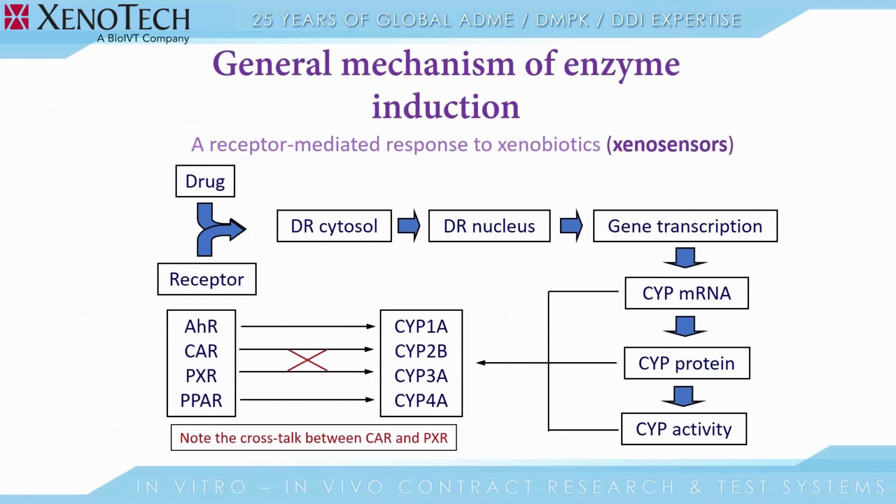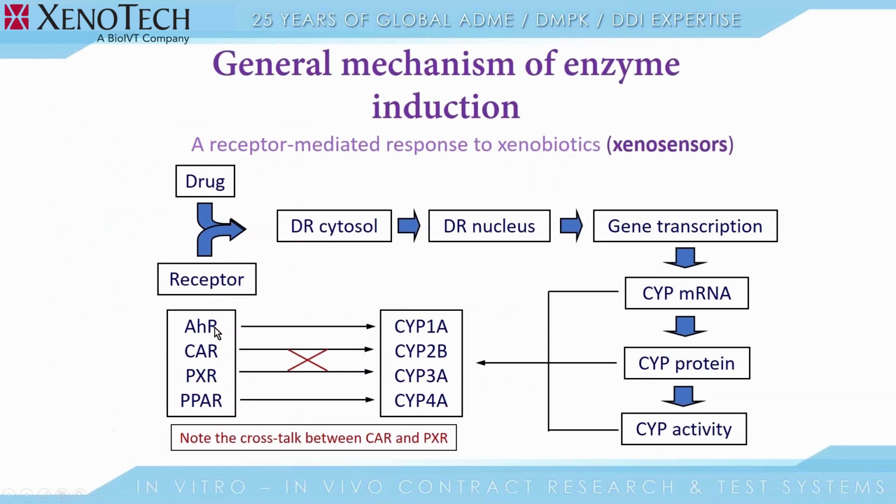First, let's look at the general mechanism of enzyme induction. So enzyme induction is a receptor-mediated response to xenobiotics. So an inducing drug will enter the cell and bind to a receptor. The binding of the drug to this receptor will trigger gene transcription of the particular enzyme that's being induced. The gene will be converted to messenger RNA, which will bind to the ribosome and turn into protein and become an active protein.